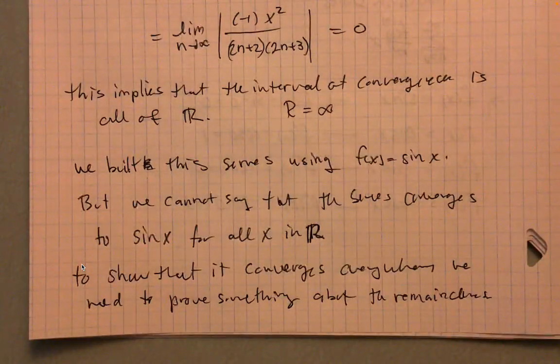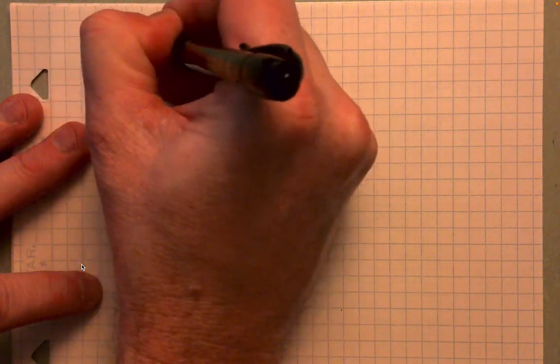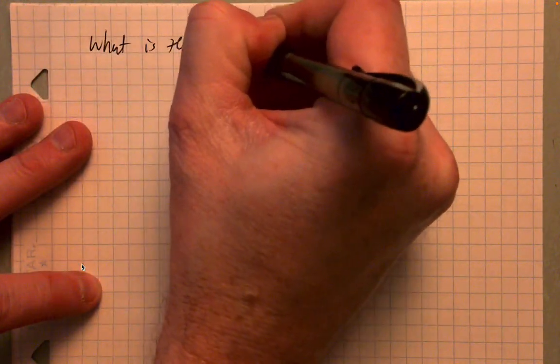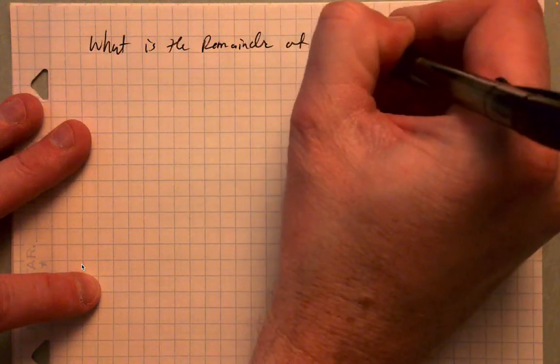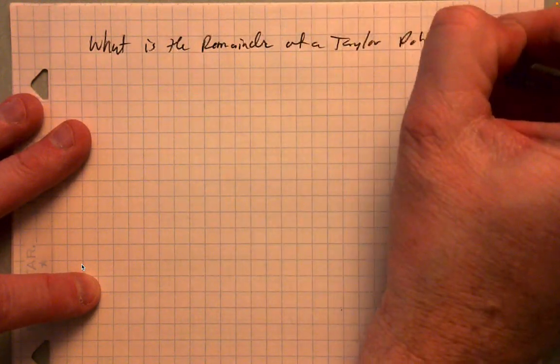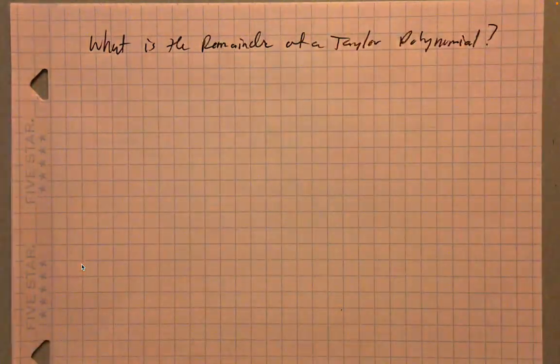right? So when we have a Taylor polynomial, you may recall that it's an approximation, and as we move off of the center, the approximation becomes less and less precise. It becomes more and more of an approximation, so less accurate. And so what we need is to discuss quickly what we mean by the remainder of a Taylor polynomial. Okay, what is the remainder of a Taylor polynomial?